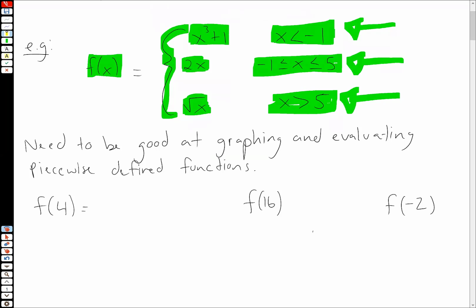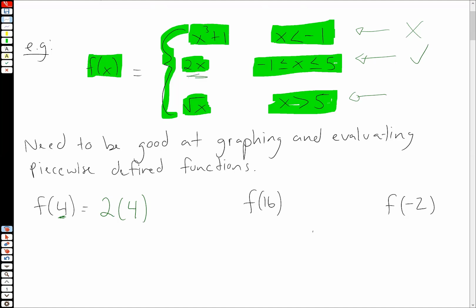Okay, so let's say, and we're going to keep this example f of x here, let's say we wanted to evaluate f of 4. All right. So when you're dealing with a piecewise function, whenever you take your input, you need to look at your inequalities. So we're plugging 4 in. So we have to figure out which inequality does 4 fit in. So is 4 less than negative 1? No. Is 4 in between minus 1 and 5? Yes. So that means that f of 4 is going to be 2 times 4. We're plugging it into 2x in this case because 4 is between minus 1 and 5. So this is equal to 8 in this case.